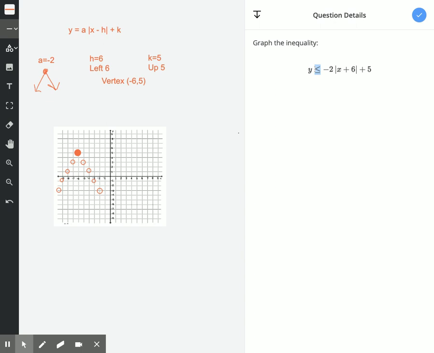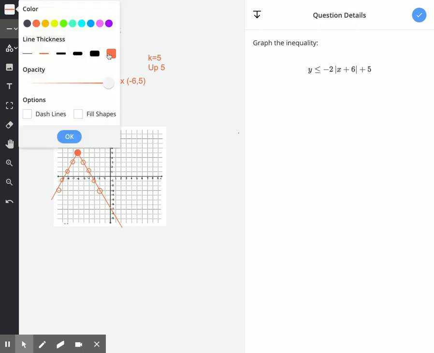And then since it's an inequality, I can't simply just go to my line. I need to determine, is it going to be a solid or dashed line? So because of this equal sign on the bottom, it's less than or equal to, I'm going to make a solid line. And notice that I'm making my line extend the entirety of my graph. Because now I need to shade. I'm going to make my thickness kind of bigger, okay?